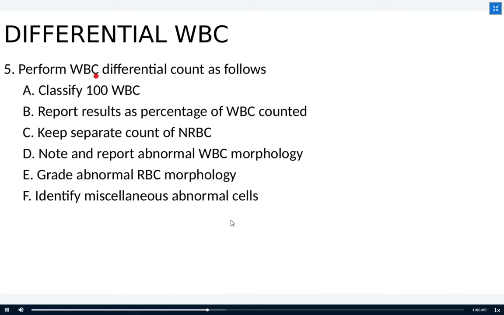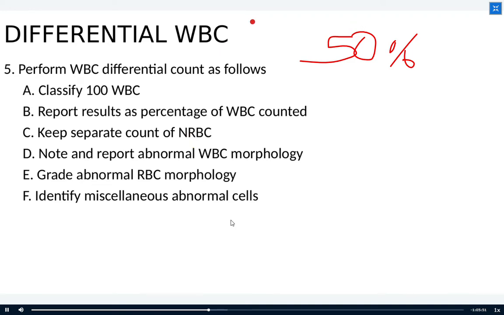So once you've seen it, prepared it, and you're on OIO, you will classify 100 WBCs. You will report it as a percentage. So let's say you've seen 50 neutrophils, you will report that as 50%. Then keep a separate count for your NRBC.